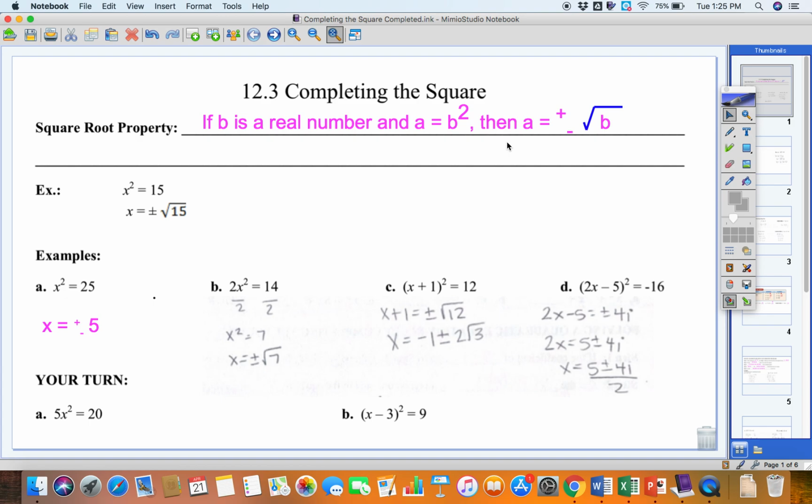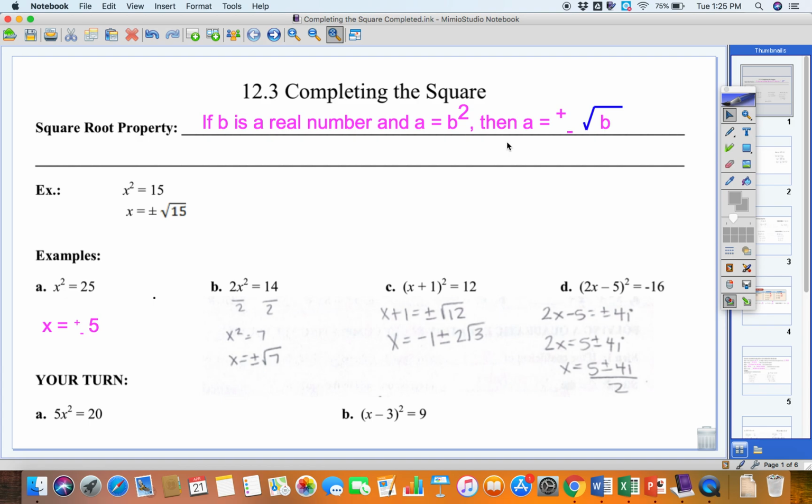So, the first thing we're going to talk about is the square root property, and that is if b is a real number and a is equal to b squared, then a equals plus or minus the square root of b. It's actually plus and minus the square root of b. So for instance, example that we have here, x squared is equal to 15. That means x is equal to the positive square root of 15 and the negative square root of 15.